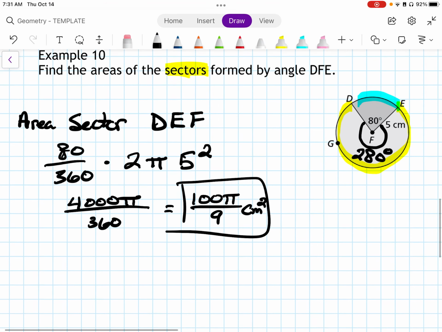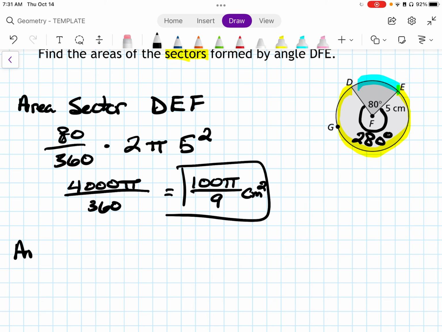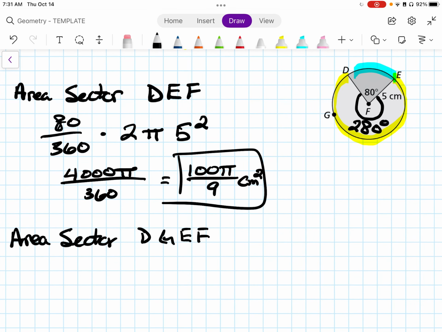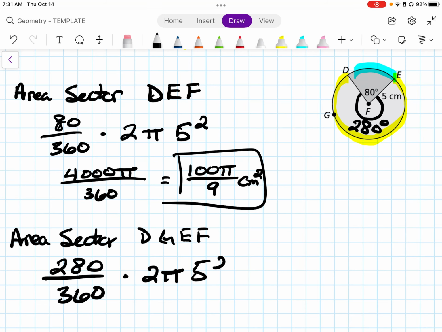All right, now for the other sector, what would that be? Area of sector DGEF, so the yellow one. It would be the same formula as up top, except I have a different angle. So that'd be 280 over 360 times 2 pi r squared. And I can plug in for the r, that's 5 squared.